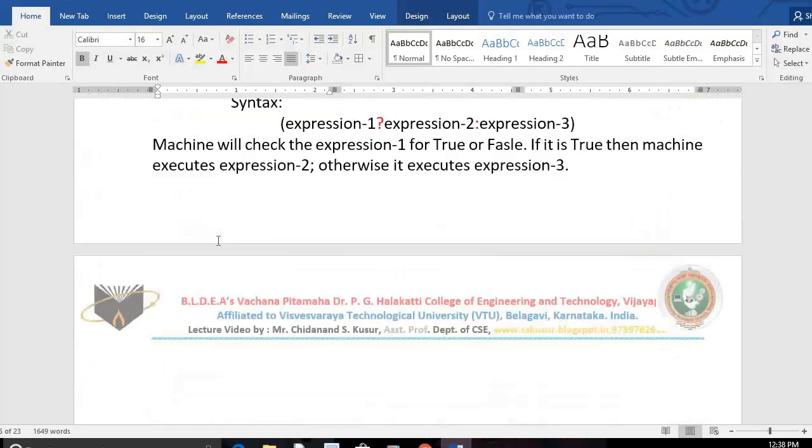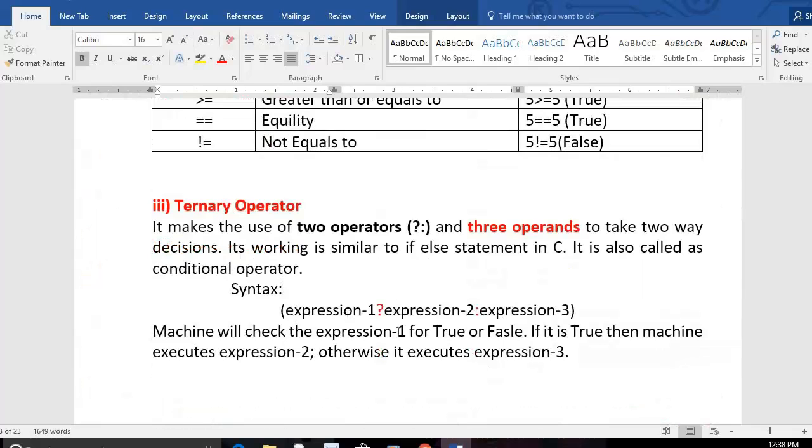Conditional operator. See the example first, how this works. Expression 1 will be checked by the machine for true or false. If expression 1 is true, expression 2 works. If expression 1 is false, expression 3 works. Either 2 works or 3 works, any one of them works. If it is true, this works; if it is false, that works. Both do not work, any one of them will work.